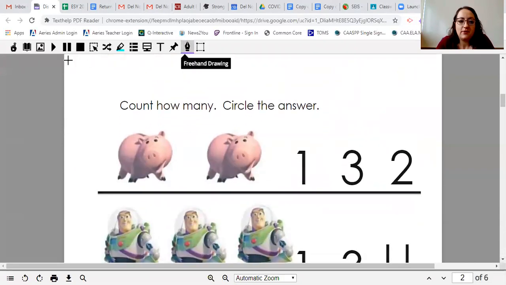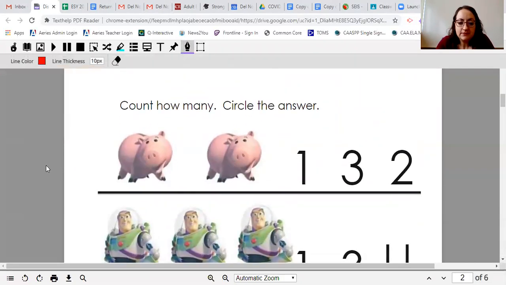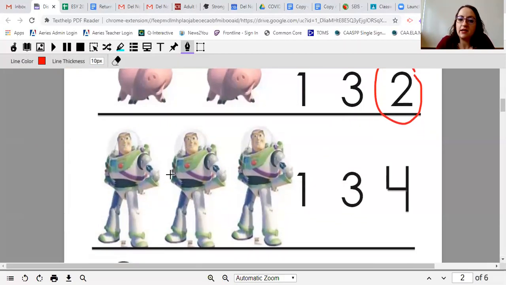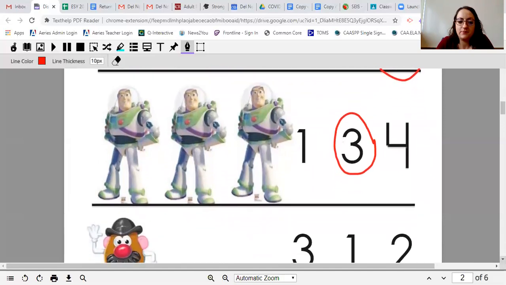So now we're going to come down here and we have our characters from Toy Story. So we're going to see how many hams we have. So we have 1, 2. We're going to find the 2 and circle it. Now we're going to see how many Buzz Lightyears we have. So we have 1, 2, 3. We're going to look over, find our 3, and circle it.